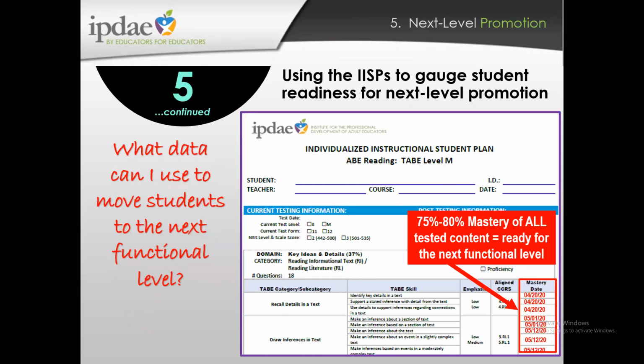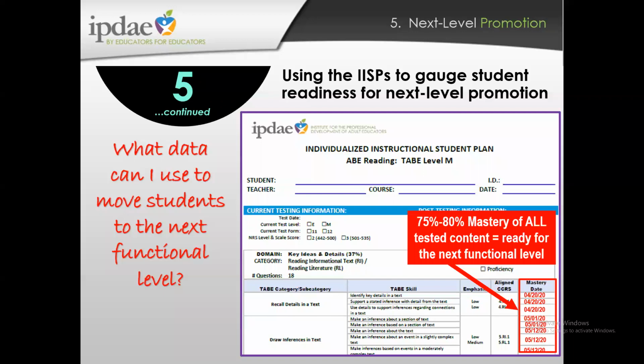As we think about this scenario number 5, I want you to breathe deeply and relax. You already have the solution to the problem. We just said the solution was the IISPs. Just think of when you were teaching back in your physical classrooms and you were already using the IISPs to determine when a student was ready to post-test. Remember that? You would review each student's IISP, and if this student had accumulated a minimum number of instructional hours for post-testing, and they had demonstrated mastery of at least 75 to 80% of all identified tested content on his IISP, then you scheduled the student for post-testing.